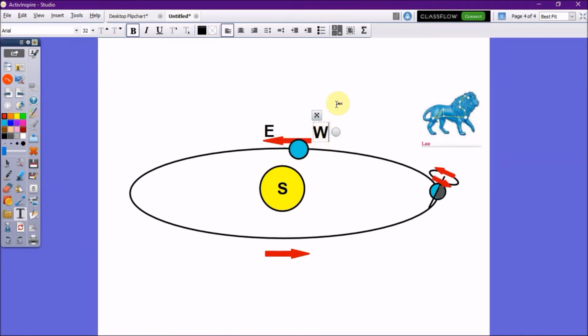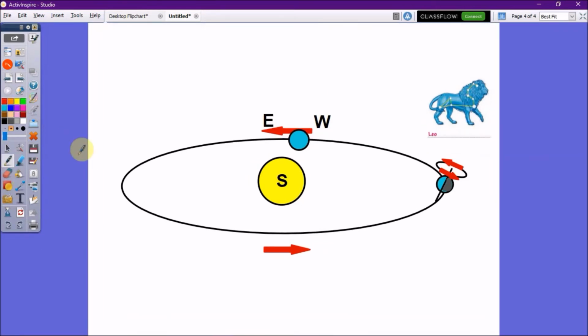Now, if we saw Leo in the sky, Leo would be on the western side of the sky at night. Whereas over here, this side being the west, this side being the east, Leo would be more towards the eastern sky. So as the Earth travels around the sun, these constellations can be found in different places.